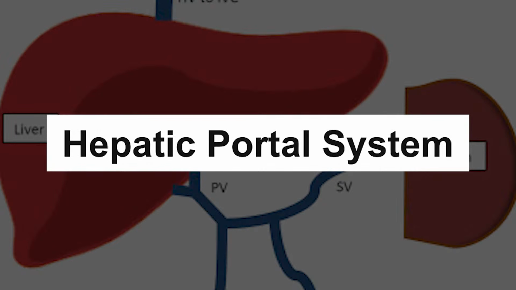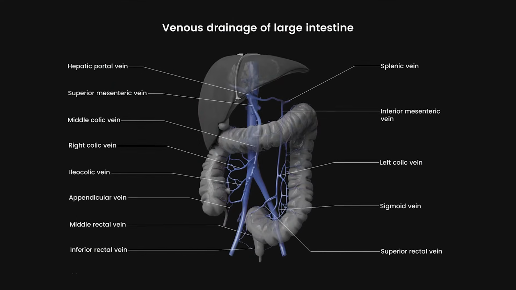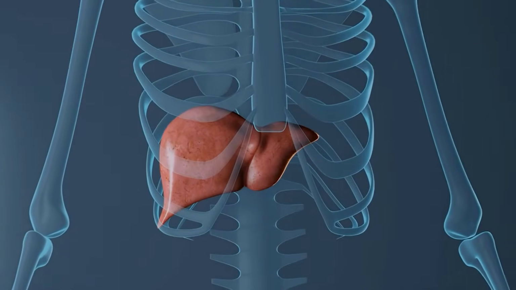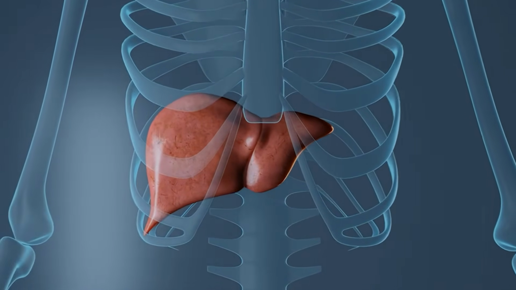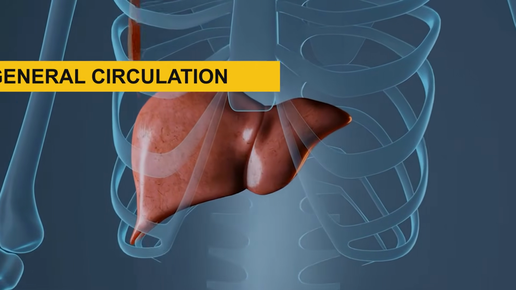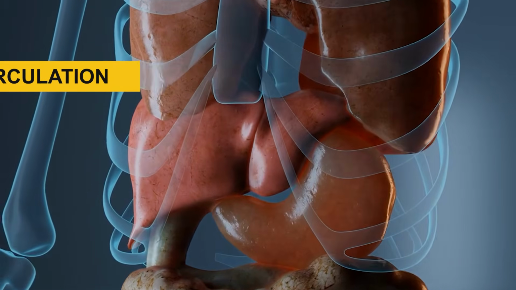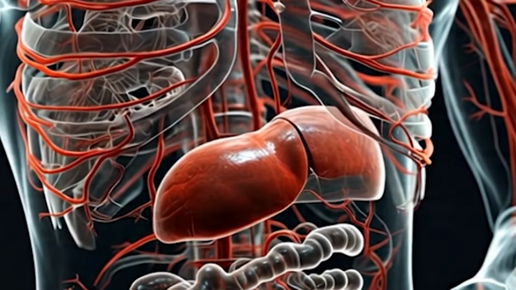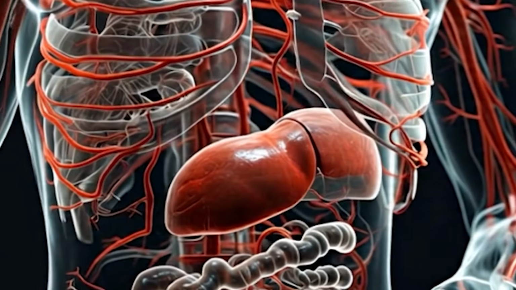Hepatic portal system. The hepatic portal system is a unique circulatory system involving the portal vein. It allows the liver to filter and process nutrients, medications, and toxins before they enter the general circulation. This system is essential for detoxification and the regulation of various metabolic processes.